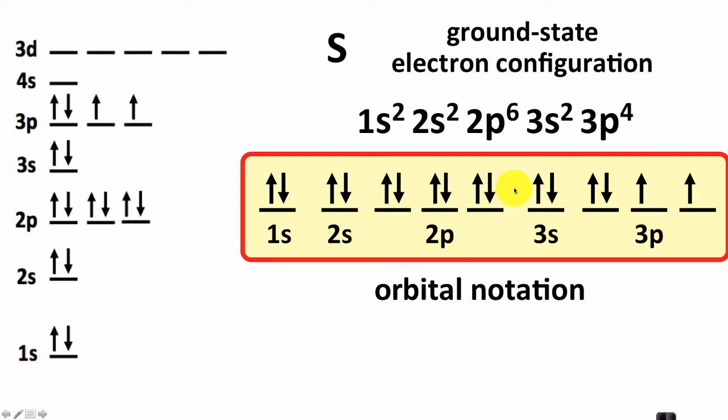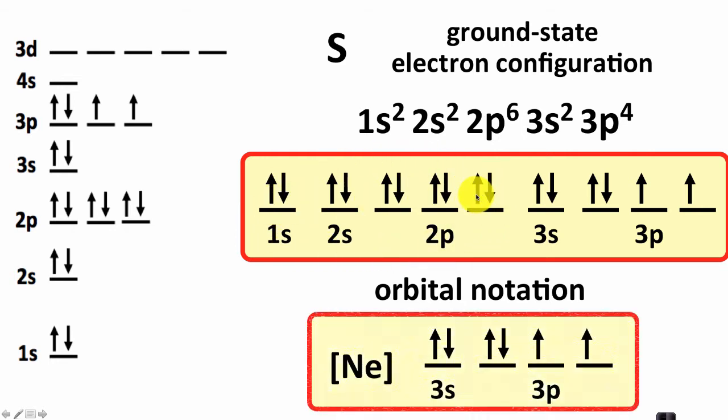Now, as with electron configurations, we have a noble gas piece here where all of the subshells are filled up, and so we can combine orbital notation with the condensed or abbreviated notation, and in this case write neon, and then 3s and 3p showing the electrons in those explicitly, and this would be a condensed orbital notation.